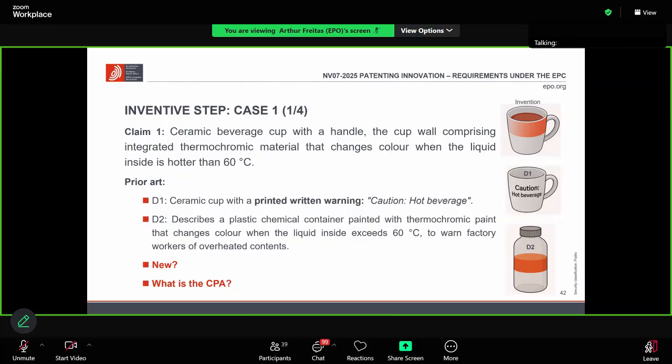Now assessing inventive step. The first step of the problem-solution approach is: what is the closest prior art? What do you guys think here is the closest prior art? Closest prior art should be in the same technical field, have most features in common, or serve a similar purpose. Is it D2 or D1?